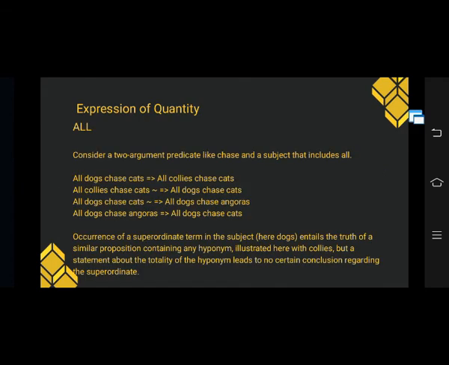The first expression of quantity is all. It is considered a two-argument predicate, like chase, with a subject that includes all. The examples are: all dogs chase cats entails all collies chase cats. The second example: all collies chase cats doesn't entail all dogs chase cats.